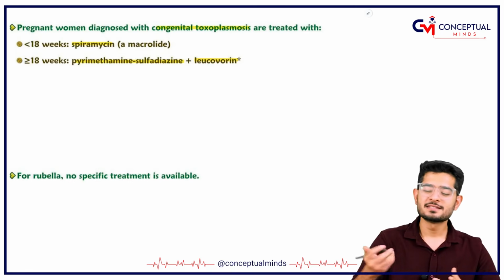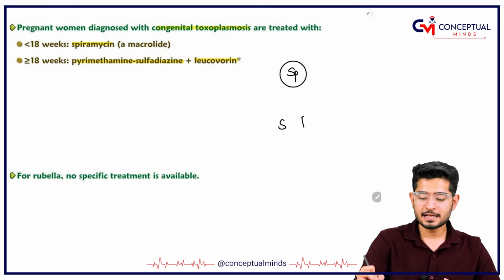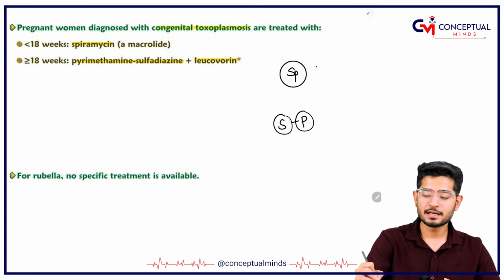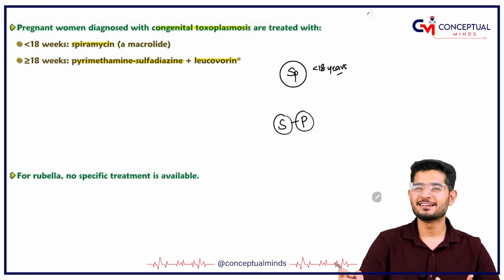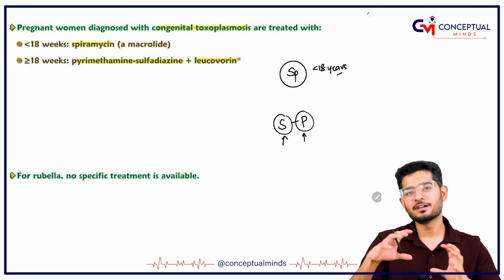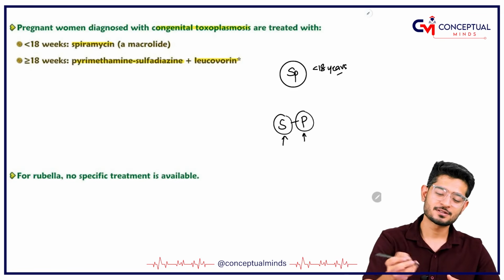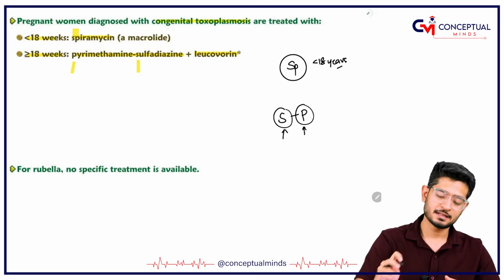If it is more than 18, then pyrimethamine and sulfadiazine. See, we used to use a mnemonic called SP. So we used to say that S and P lived together when they were less than 18 years old. Just like two best friends live together, and after a certain age, like after 18 years, one has to go abroad and everything. So S and P are not living together after 18. So just to remember that S is sulfadiazine, P for pyrimethamine in more than 18, whereas S and P come together in less than 18 weeks.